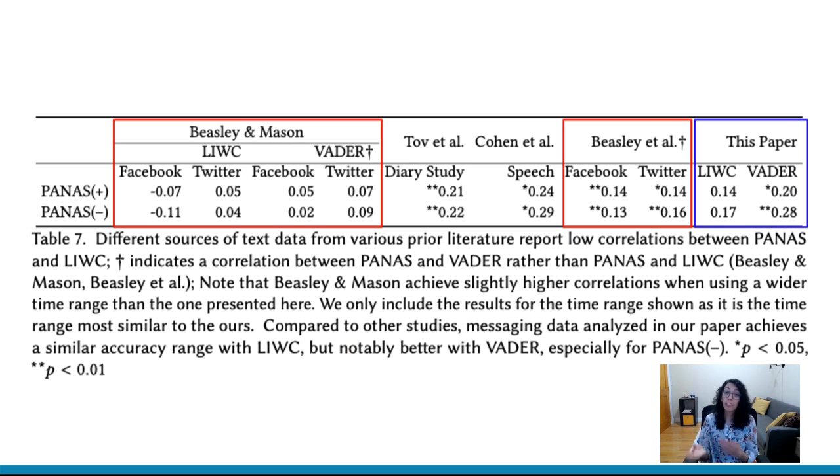Furthermore, we saw that compared to previous studies using public social media data, our results using private messaging data correlated much more closely to ground truth PANAS scores. You'll also notice that our results using private messaging data are comparable to previous studies using LIWC on other sources of text, such as diary entries or natural speech. And you can see further discussion on why this might be in our paper.